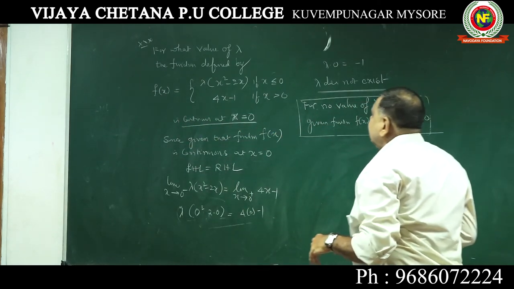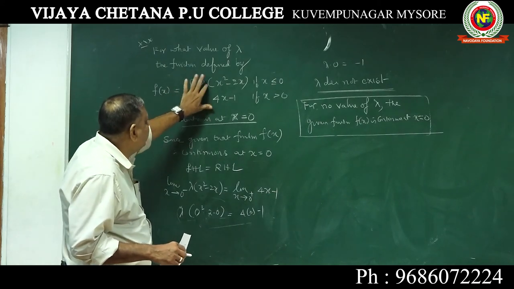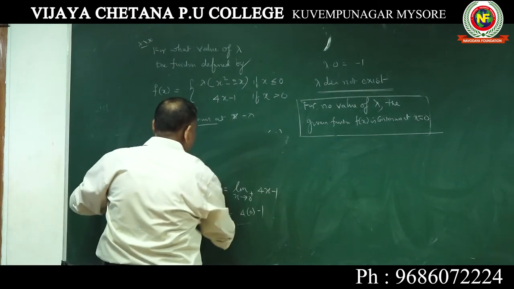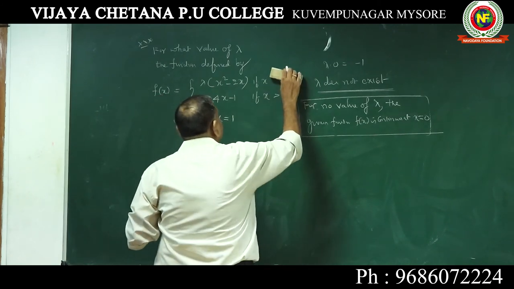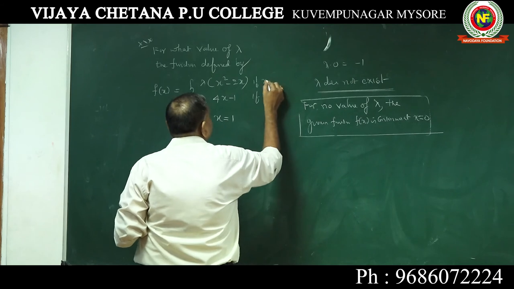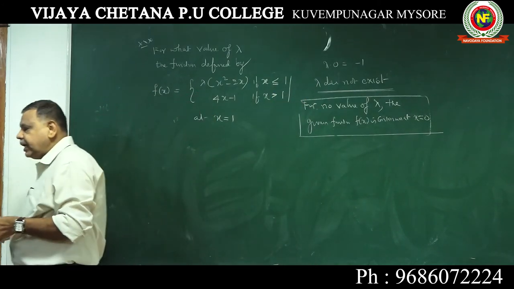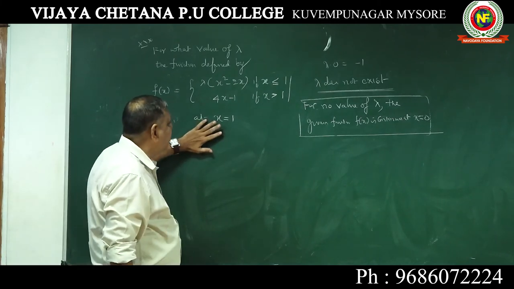Okay. Now, for what value of lambda is the function defined by the same thing, f(x) equal to lambda into x square minus 2x if x is less than or equal to 0, and 4x minus 1 if x is greater than 0, continuous at x equal to 1? Same problem. Please change this: at x equal to 1, you should write x less than or equal to 1 and x greater than 1, because we are checking continuity at that point.